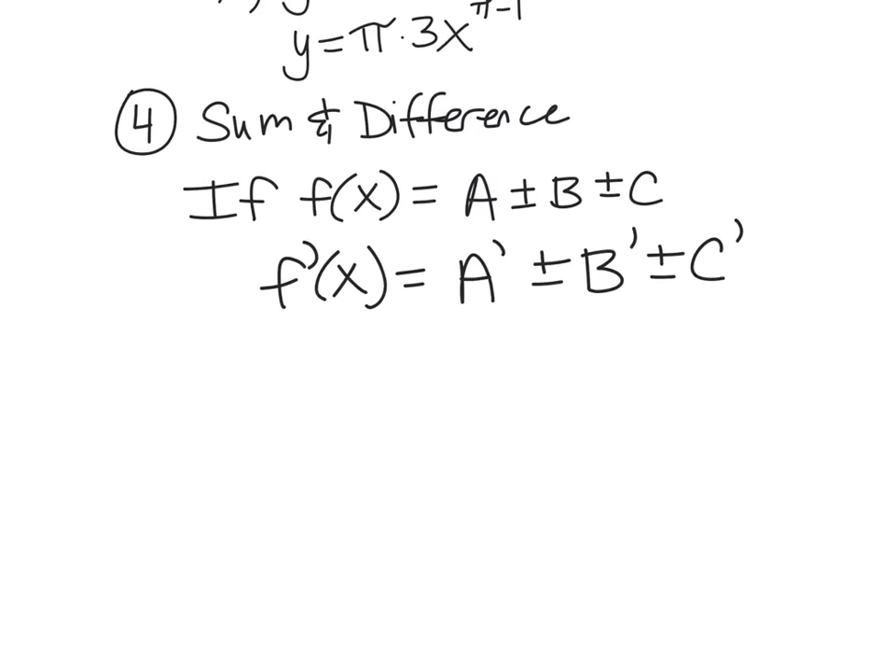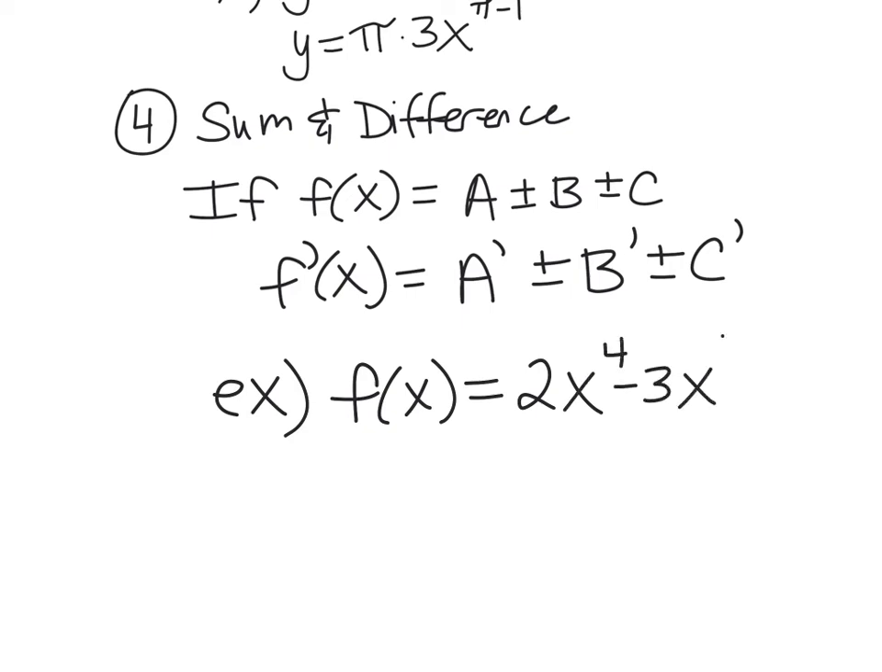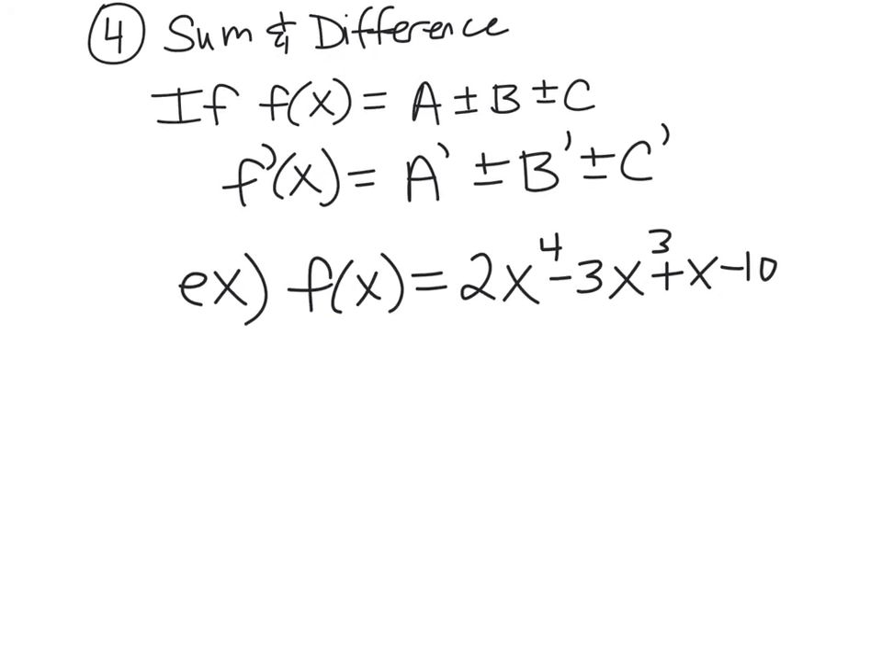Okay? So let me give you an example. Something like this, where we have f of x equals 2x to the 4th minus 3x cubed plus x minus 10. A big old polynomial. And we want to find the derivative of it, f prime of x. If you're finding the derivative at a point, your calculator can handle that, right? But if you're finding just the overall derivative, you've got to do it by hand, but you get to use the power rule. So here we go.